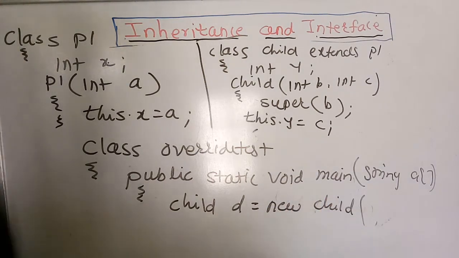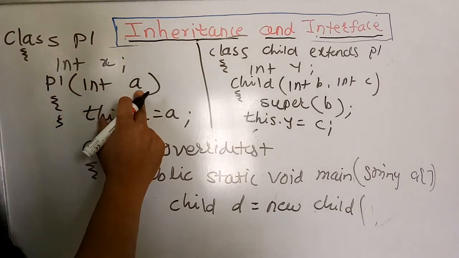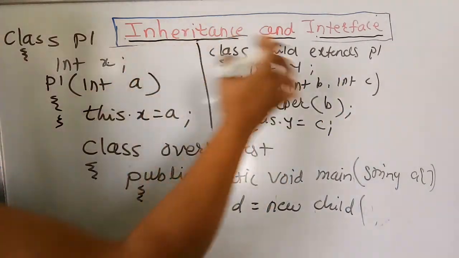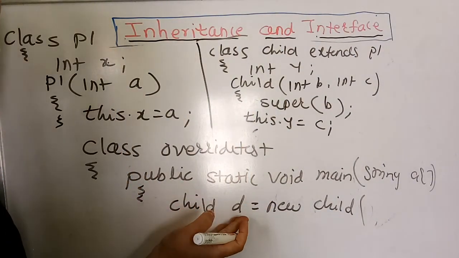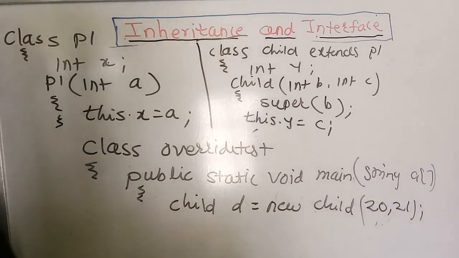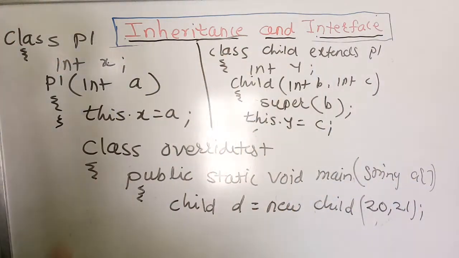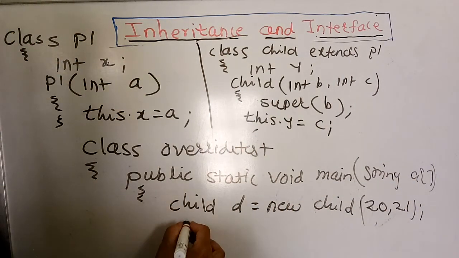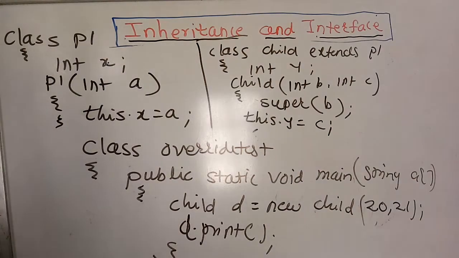But carefully see what I am writing. In the first class there was only one variable, and in the second class there is one variable of the parent and another variable for the child. Now we are creating the object of this class, so we accept two numbers, for example 20 and 21. One refers to the parent class number and the second to the child class number, and we simply call the print method.